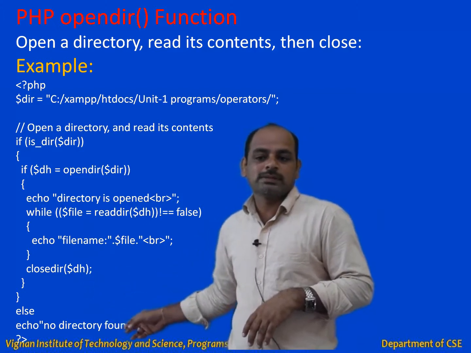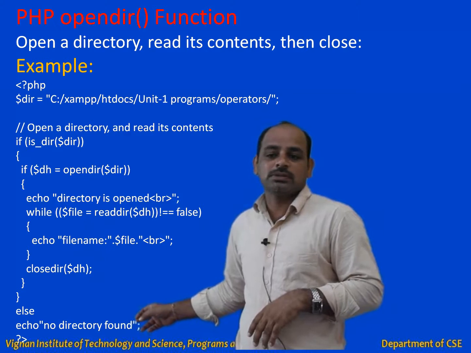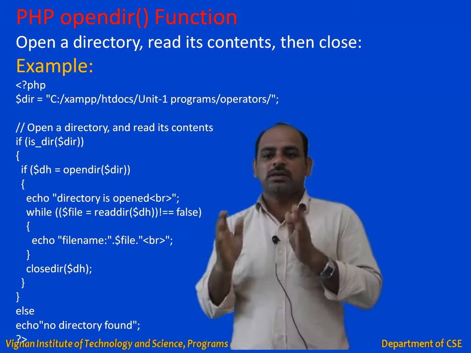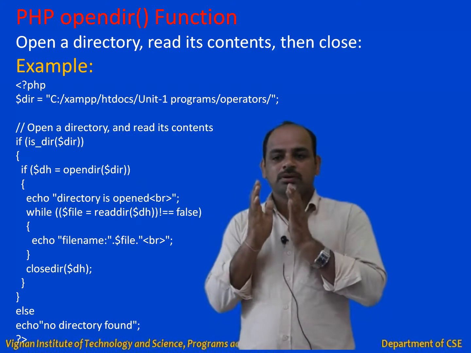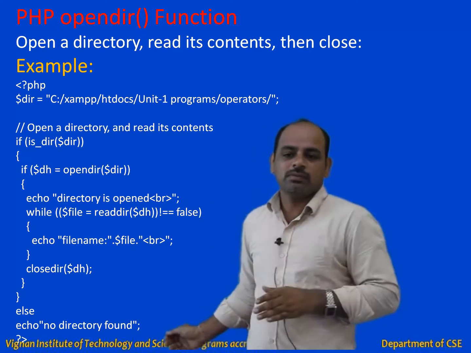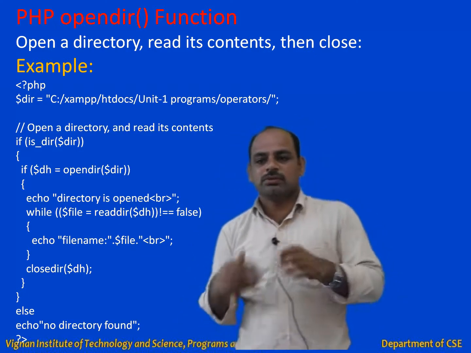Suppose there is no directory found. That means this is the else statement for the first if statement. Suppose the is_dir function cannot find that particular directory, then you will get the echo message: no directory found.